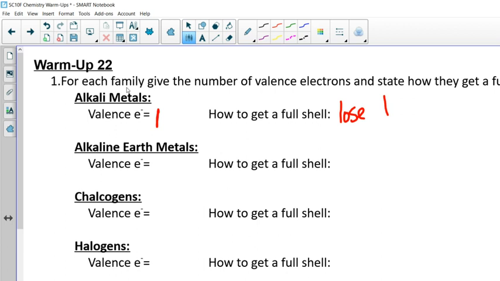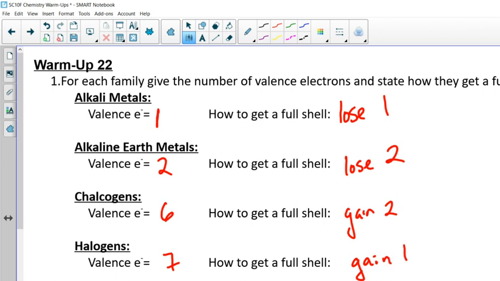Okay, alkaline earth? 2 valence. What do they want to do? Lose 2. Okay, chalcogens. How will you get to a full shell of 8? Gain 2. And then halogens. 7, so they need to gain 1.